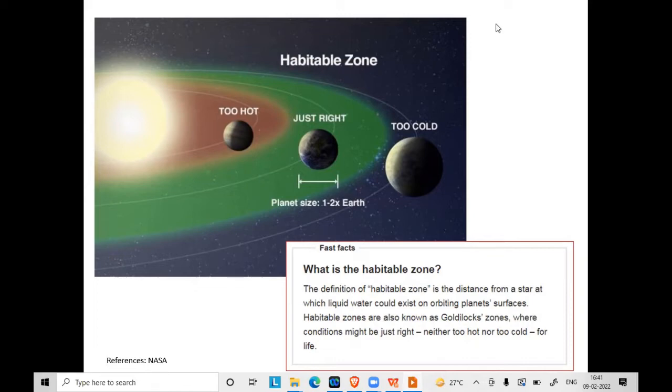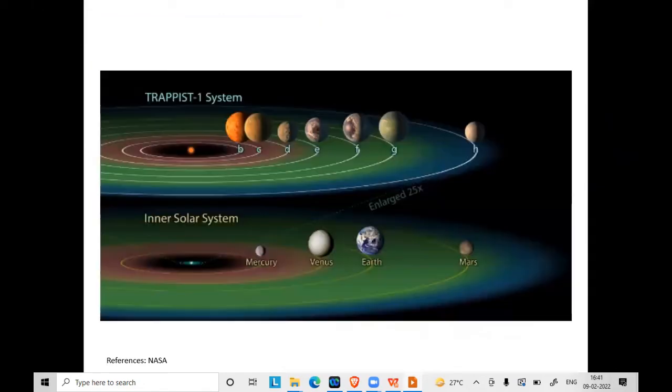It is also known as the Goldilocks zone, where, based on what type of star it is, we can determine the habitable zone around that star. If there is a planet in that zone revolving around the star, there is a probability that life can exist on that planet. Going to the next slide.